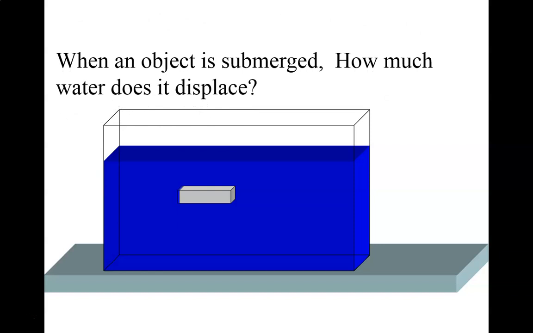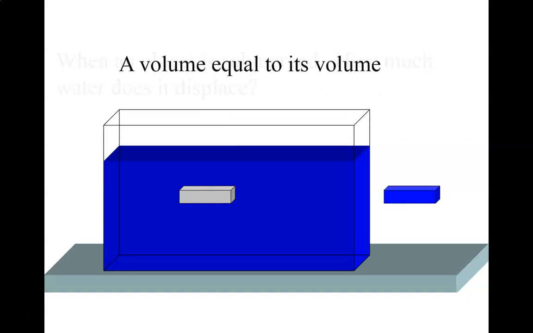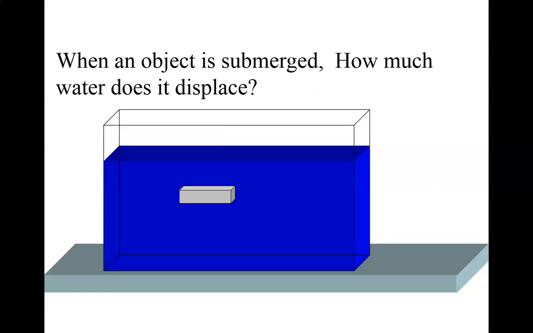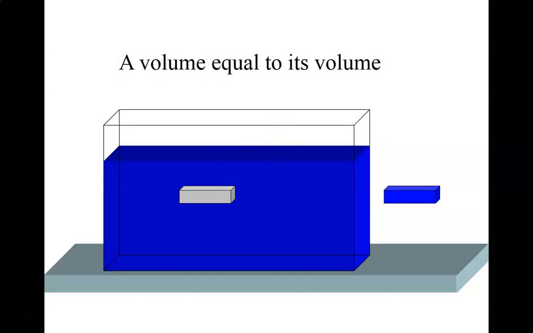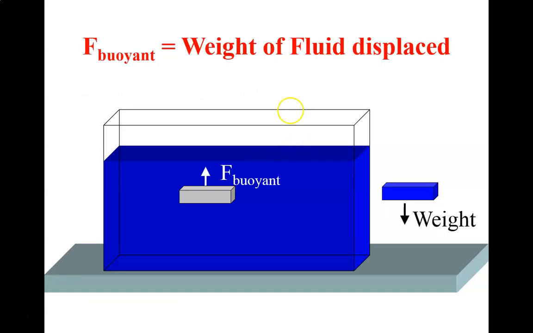And for finding the buoyant force there's a really simple trick. If an object such as my aluminum is placed in water, how much water does it displace? It displaces a volume of water equal to its volume. The size of the water displaced is equal to the size of the object. So the buoyant force is equal to the weight of the fluid displaced. That's in red, meaning I'd probably jot that down and know that that's kind of a fundamental concept.